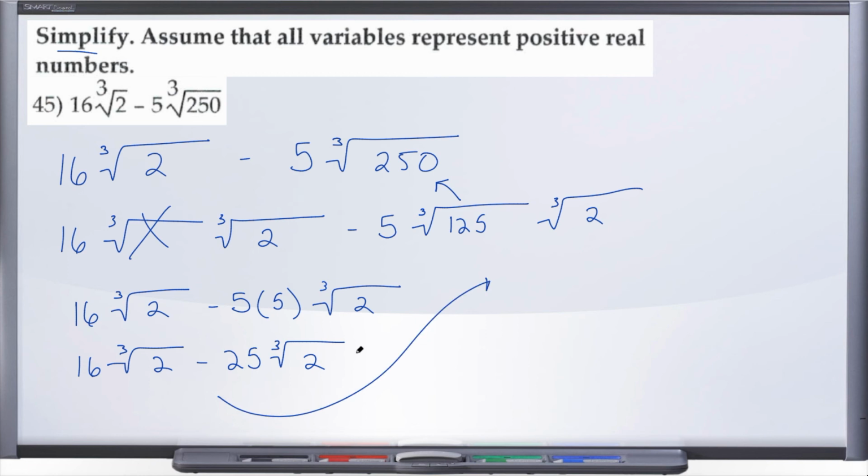And then finally, now that we have identical radicals, we can consider these two individual terms like terms, which means we can go ahead and perform the indicated operation with our coefficients. So 16 minus 25 is negative 9, and then we rewrite our bad stuff radical. And so the final answer for number 45, the last in this little section, is negative 9 times the cube root of 2.